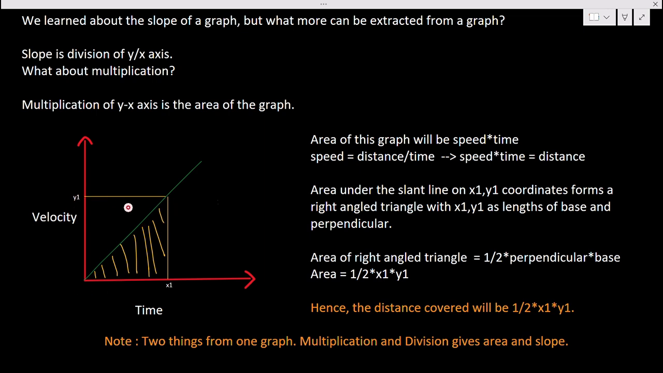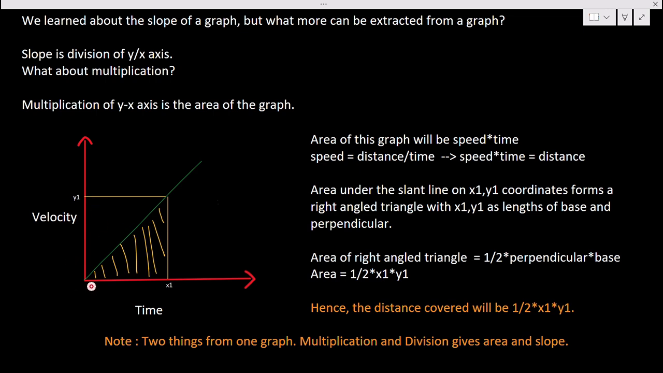What if we multiply y1 and x1? At this point, let's say the velocity is y1 and the time is x1. From this point to this point, the change in velocity is y1 and the change in time is x1. So what if we multiply y1 and x1? We cannot directly multiply it. We have to take the area under the graph. You learn it in integration, but assume for now that multiplication has to be done by counting the area under the graph.